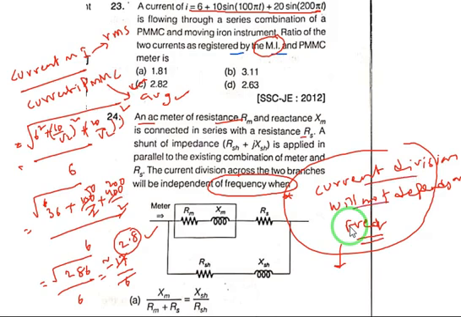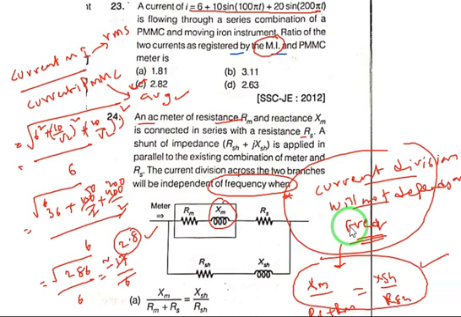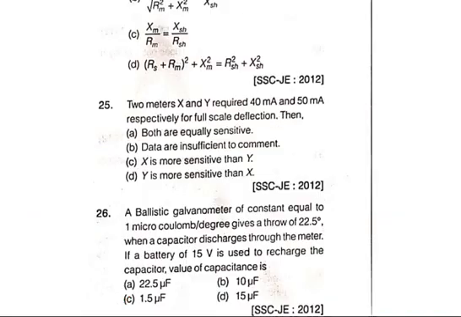Current division will not depend on frequency when the ratio of the reactance to the resistance is the same. Reactance here is XM, resistance is RS plus RM. So XM by (RS plus RM) equals reactance to resistance ratio in one branch, and in the shunt branch it is XSH by RSH. Hope you understood. Current will not depend on frequency when the ratio of the reactance to the resistance is the same in both the branches. So this is the case. In this case it will not depend on frequency. So correct answer is the first option. Hope you understood. Next one.